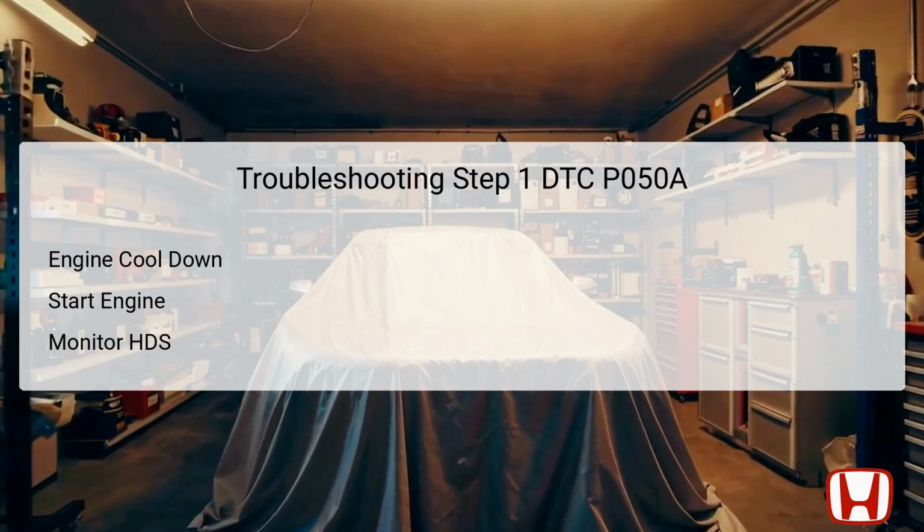The first step in addressing the DTC P050A involves ensuring that the engine has cooled down adequately. It is essential to let the engine cool until the engine coolant temperature sensor, ECT sensor 1, value dips to 77 degrees Fahrenheit, 25 degrees Celsius or lower. This step is crucial because conducting tests at elevated temperatures can yield misleading results.